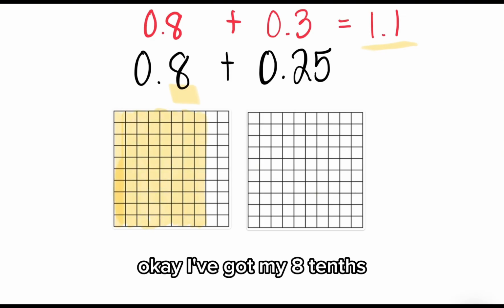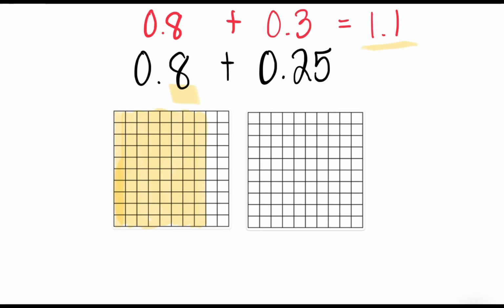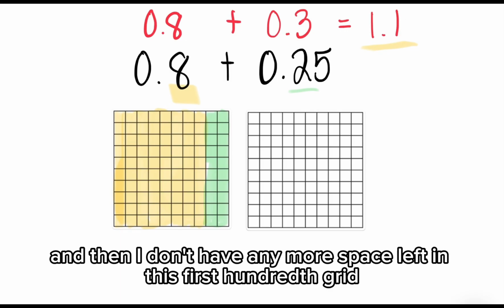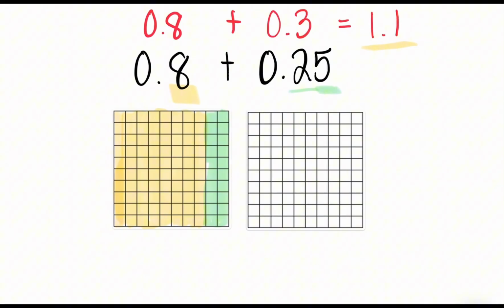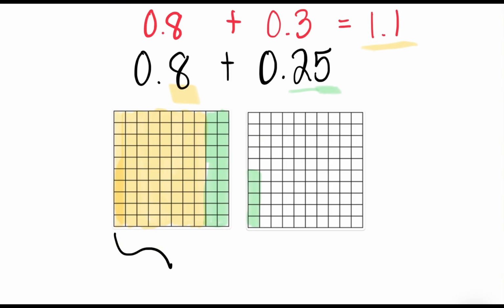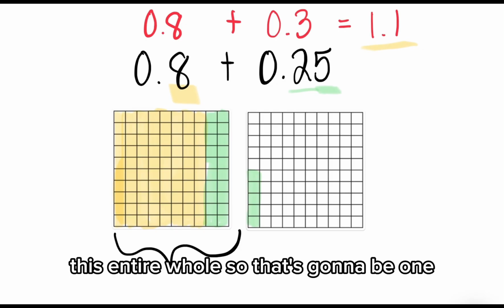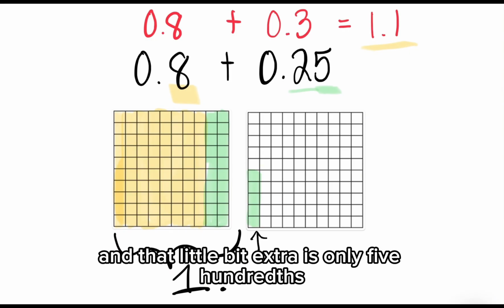Okay, I've got my 8/10. Now I need to fill in my 25 hundredths. And then I don't have any more space left in this first hundredths grid, so my 5 hundredths extra are going to need to go into the second one. So our answer using hundreds grids, this entire whole, so that's going to be 1 and, because we've got a little bit extra, and that little bit extra is only 5 hundredths.